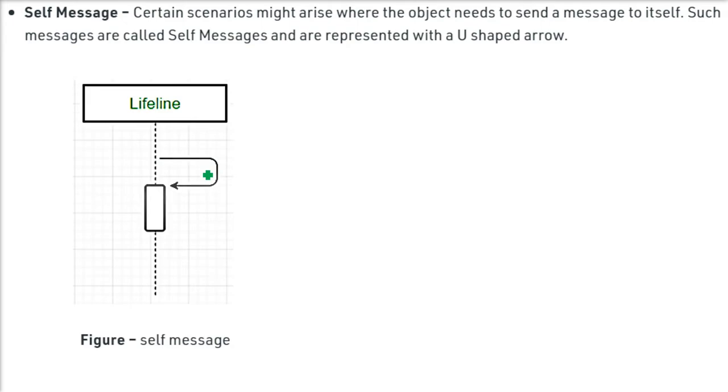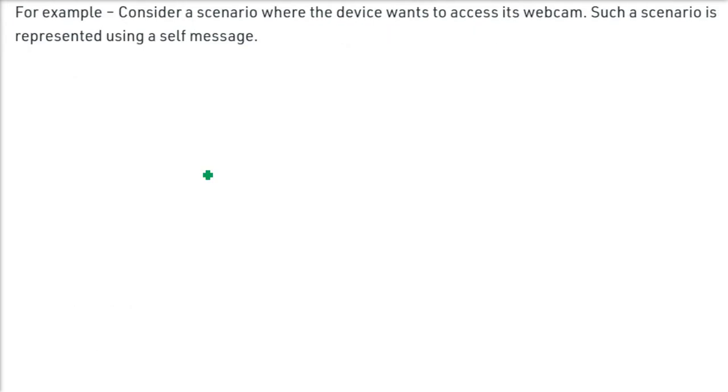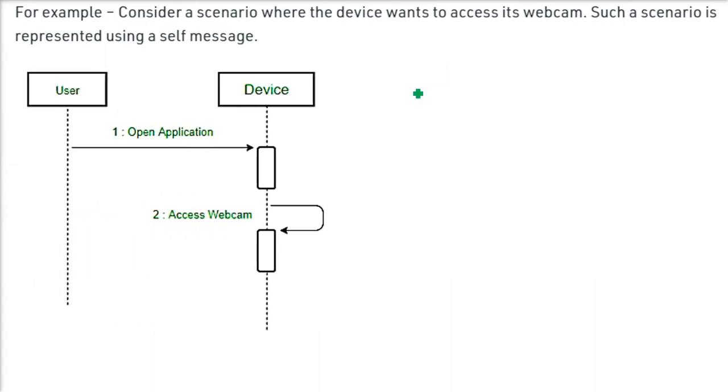For example, say a device has an embedded webcam. It wants to open the webcam by itself. So the device has to call itself. This is represented using a self message. So this is a device which wants to access a webcam. It has to send the message to itself. So this is accessing of a webcam.